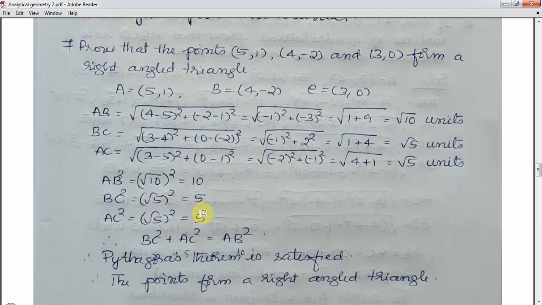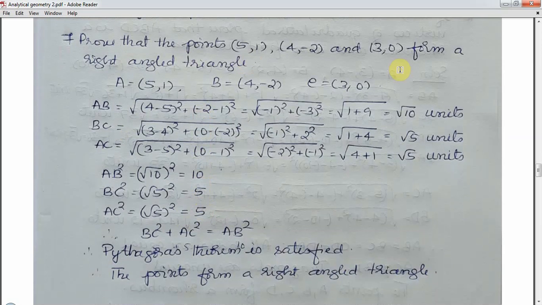The next one. Prove that these 3 points form a right angle triangle. Again, we will write ABC, AB, BC and AC. And what did we get? Root 10, root 5 and root 5. This is not collinear because root 5 plus root 5 is 2 root 5, which is not equal to root 10. Okay. Now what should we do?